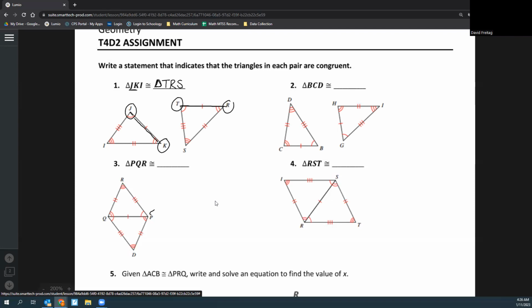We'll look at number 2. Okay, number 2, we have triangle BCD is congruent to what? Well, BCD, B has the 1 arc. So on the other triangle, GHI, I look for the other 1 arc, which happens to be G. So I know it's going to be triangle G.